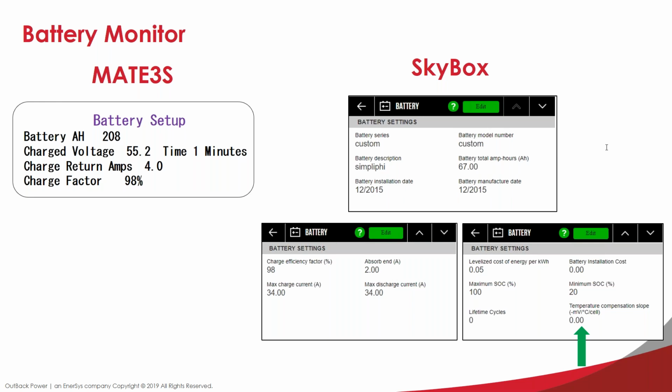Okay, and the last one I want to talk about is temperature compensation slope. So this is applicable both to Skybox and the Radian FXRs, things like this. It's very important that you don't use the remote temperature sensor with a lithium battery. Just unplug it or don't plug it in at all. And this needs to be set to 0. We don't want to overcharge or undercharge a lithium battery based on temperature. So just very important to make sure that that is set to 0 and the remote temperature sensor is not used.